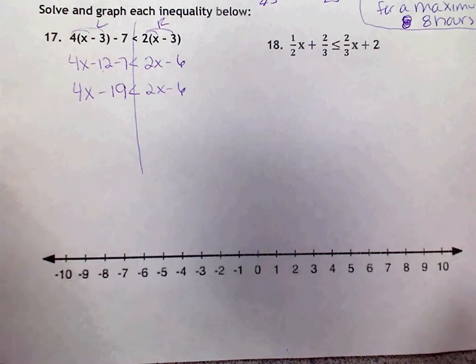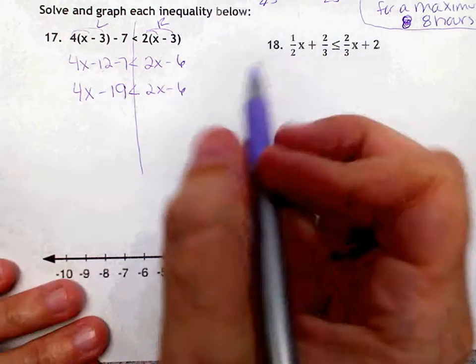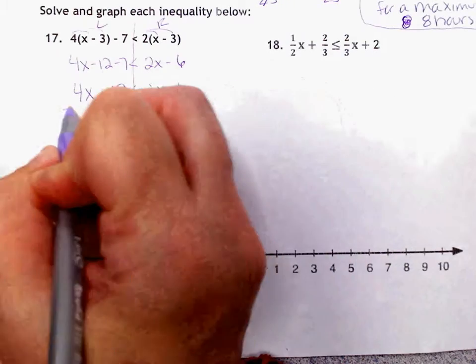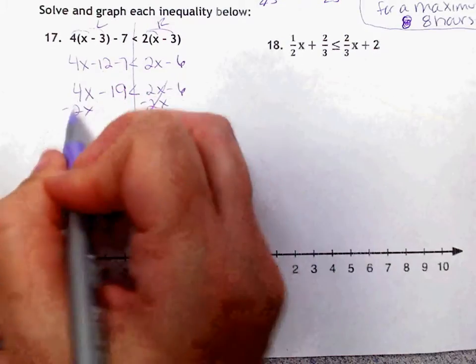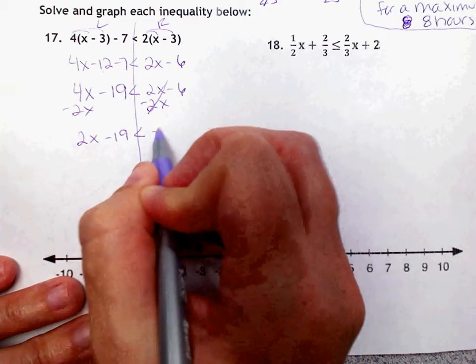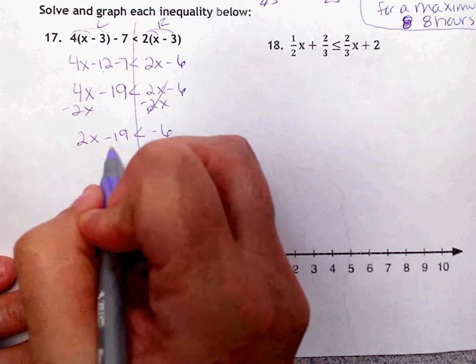Again, I always move the smallest variable. Doesn't matter which one you get rid of. I need to get rid of the 2x because it's smaller. So I subtract. And 4x minus 2x is 2x minus 19 is less than negative 6. And then I need to get rid of that negative 19, so I add it.